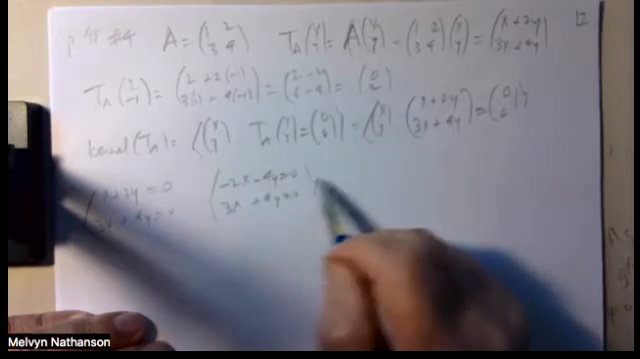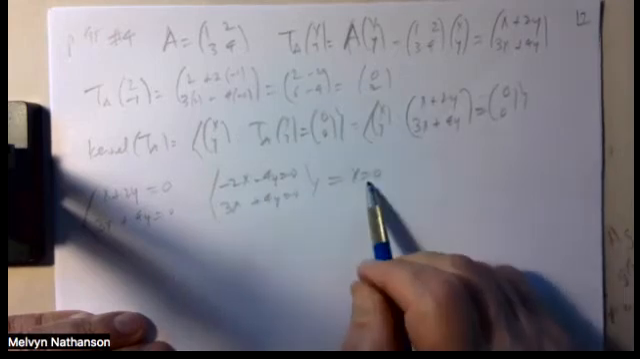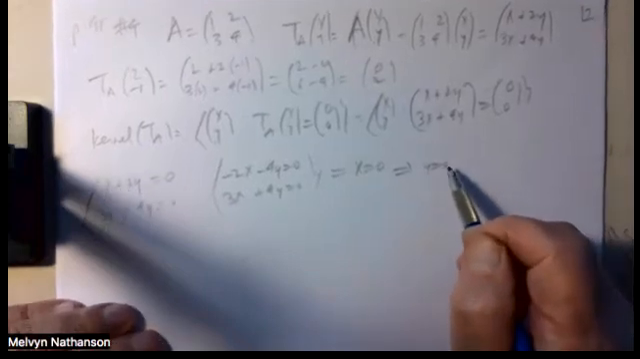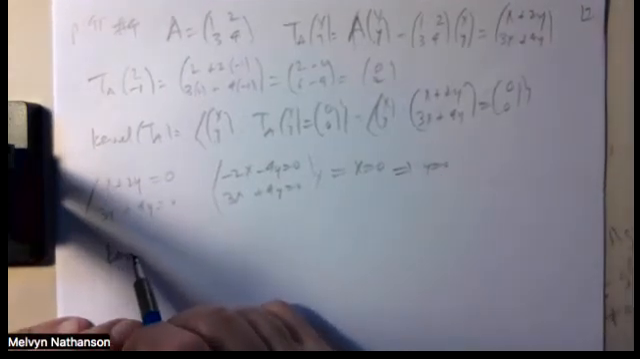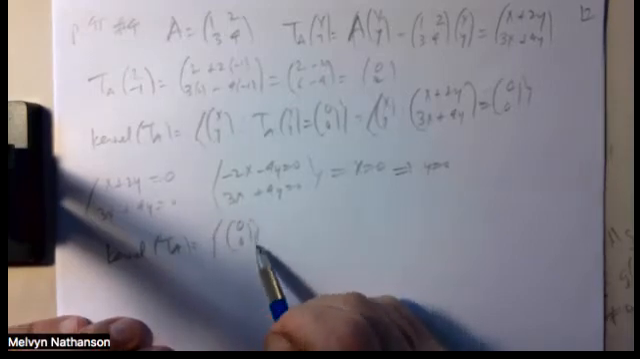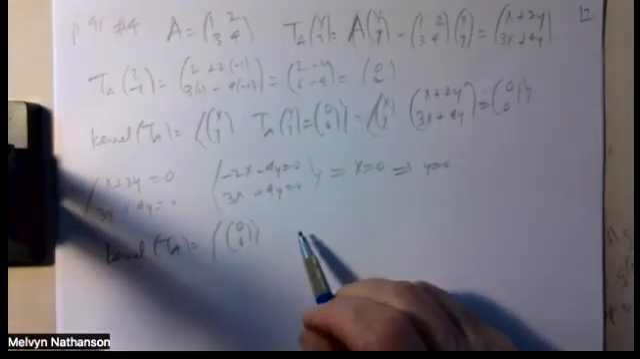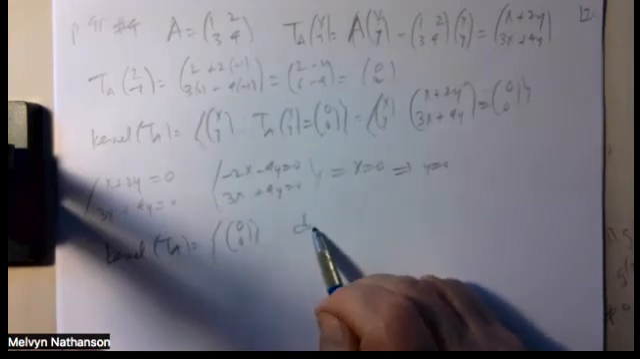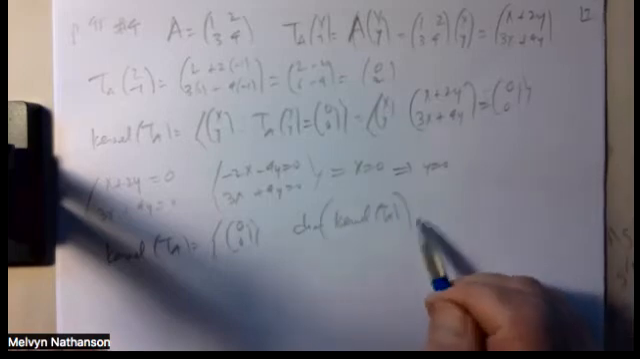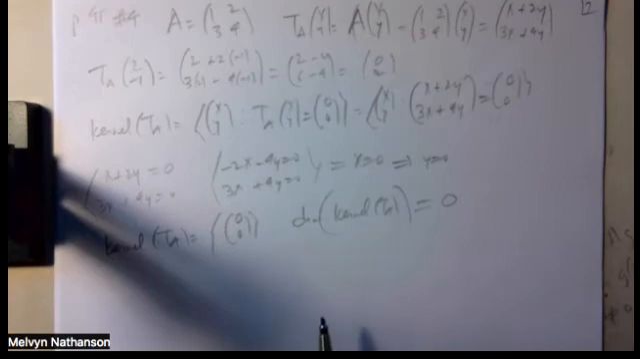If you add, you get x equals 0. So x has to equal 0. And if you plug in x equals 0, you get y equals 0. So the kernel of this linear map consists just of the 0 vector. The only vector that gets mapped to 0 is 0, 0. So the dimension of the kernel is 0. This is just the trivial subspace that consists of just the 0 vector.